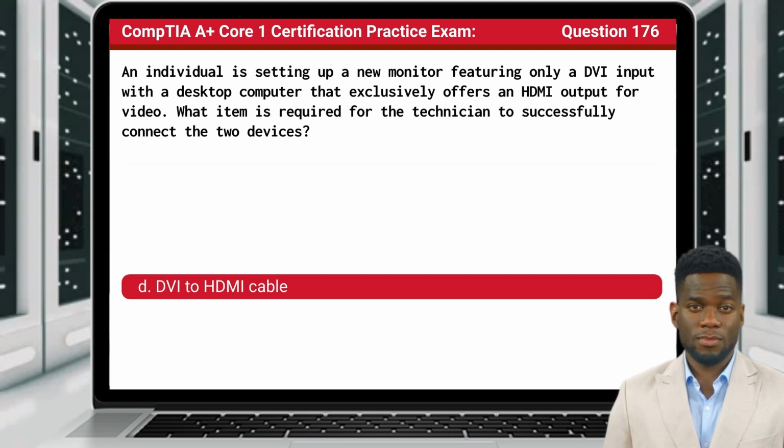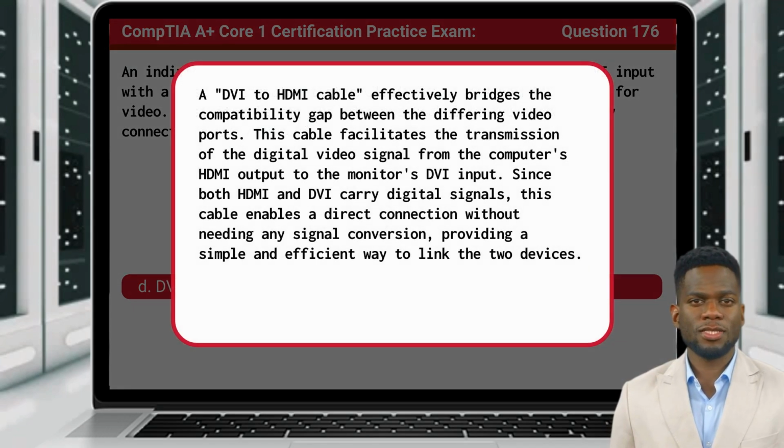The answer is D. DVI to HDMI cable. A DVI to HDMI cable effectively bridges the compatibility gap between the differing video ports. This cable facilitates the transmission of the digital video signal from the computer's HDMI output to the monitor's DVI input. Since both HDMI and DVI carry digital signals, this cable enables a direct connection without needing any signal conversion, providing a simple and efficient way to link the two devices.